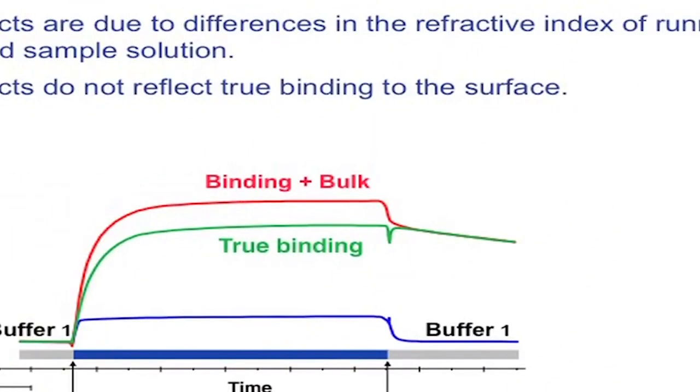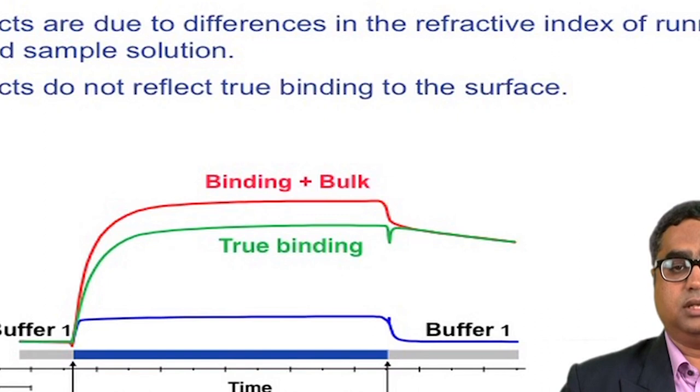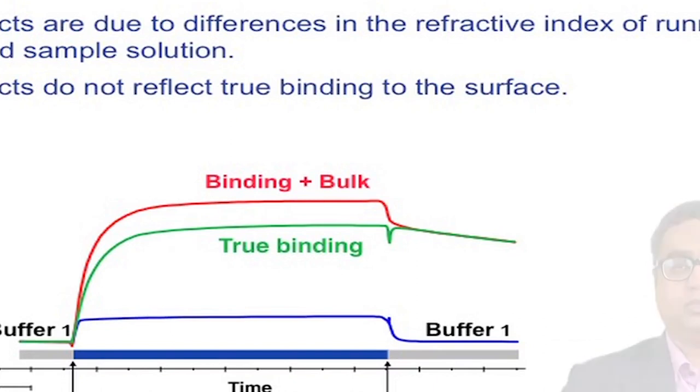Another important parameter to consider when designing these experiments is the bulk effect. Bulk is nothing but the difference in refractive index between the running buffer and the sample solution. This is where most people go wrong in their assays and do not get proper kinetic data. So I would suggest that people equilibrate their analytes to the running buffer in order to get good kinetic data.